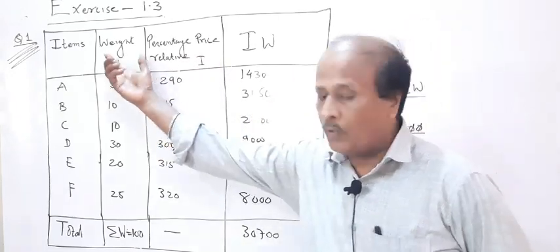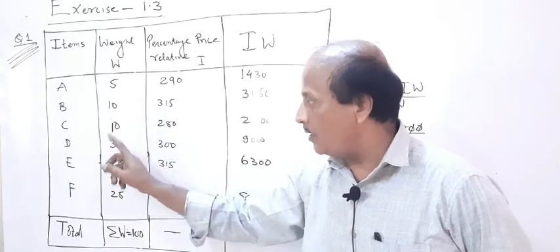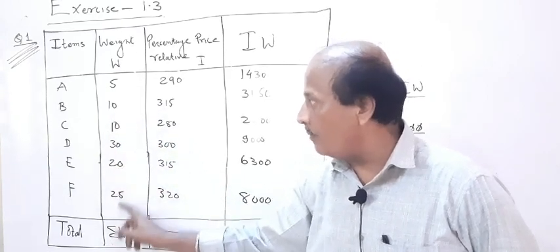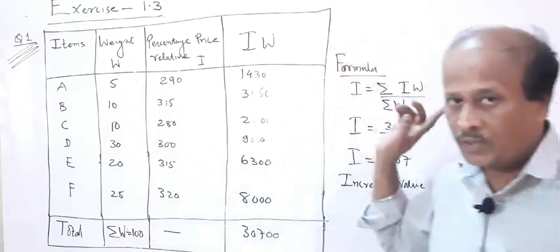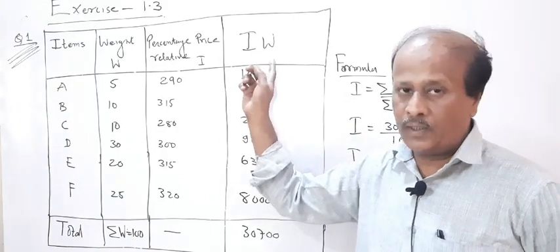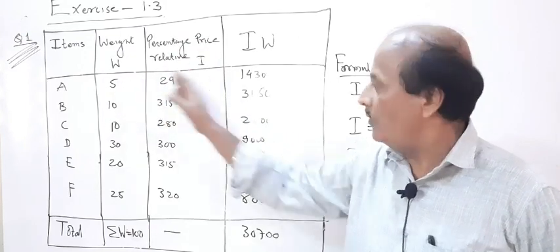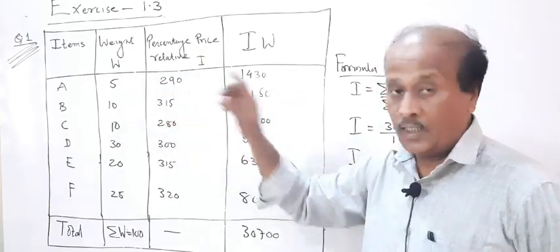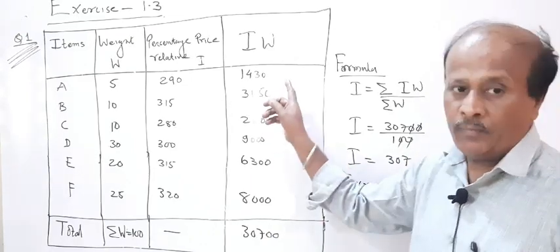First of all, you sum up all the weightage. So here 5 plus 10 plus 10 plus 30 plus 20 plus 25. If you sum it up, it comes equal to 100. So you got the denominator value for that formula. Now this is important, I into W. Here the I is already given, W is already given. So multiply corresponding values and check the values with the help of a calculator. Don't trust my multiplication.